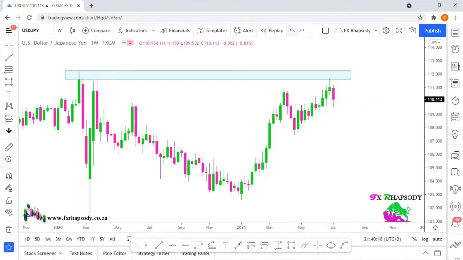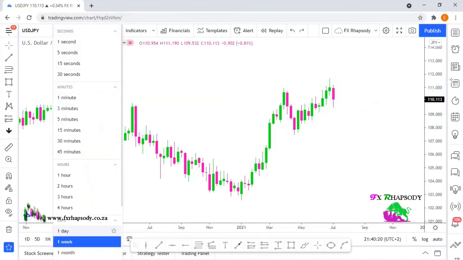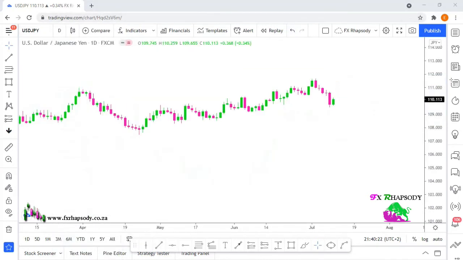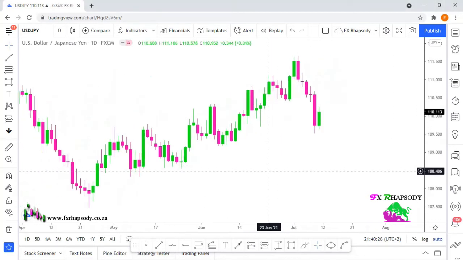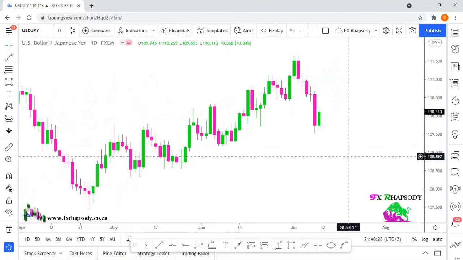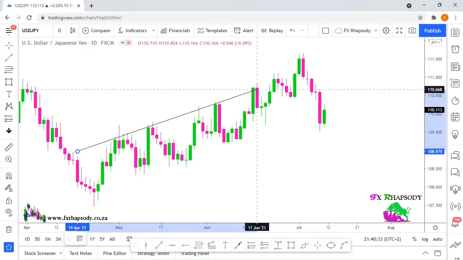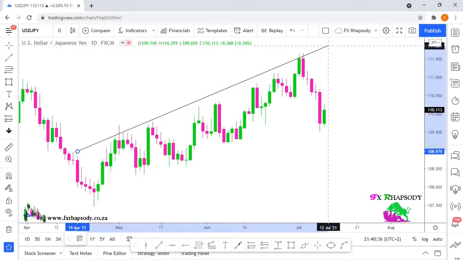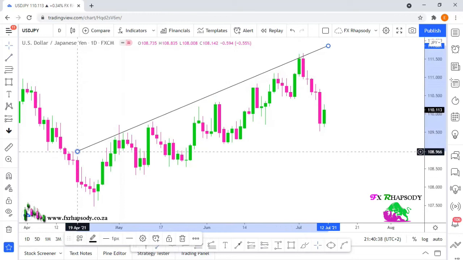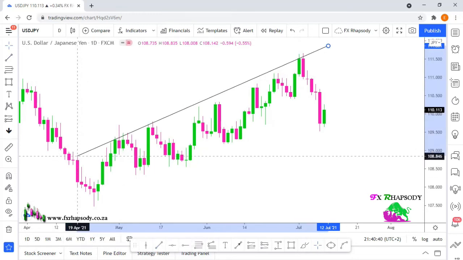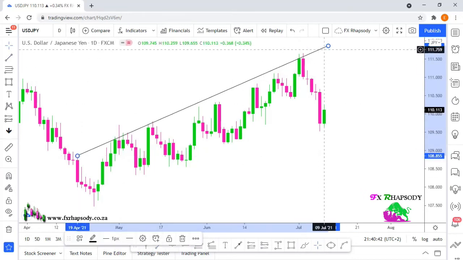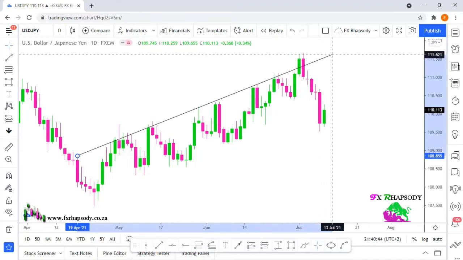So let's go to the daily. So on the daily time frame, there we go. Sorry, I had it nicely expanded. Okay. What we can see is, let's draw these trend lines. One right over there. In actual fact, this is the one I was looking at.